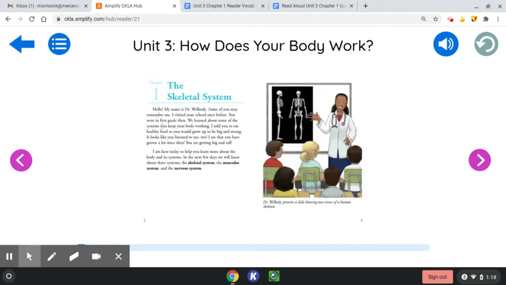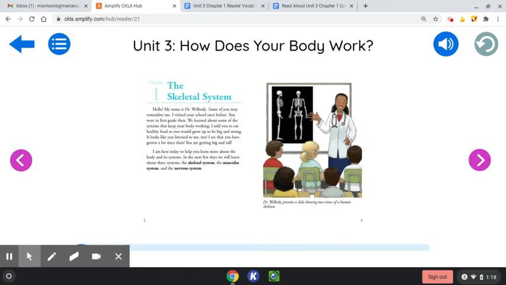Okay, so this is what chapter 1 will look like. Yours will probably be black and white if you have the paper copy. So go ahead and get that out. If you need to pause me while you grab that, that's fine. Go ahead and do that and then unpause me. Okay, so chapter 1, the skeletal system.